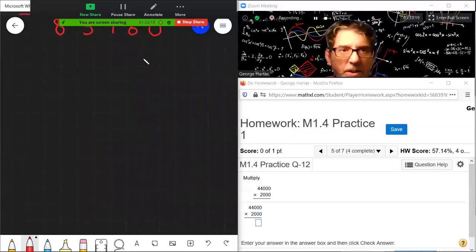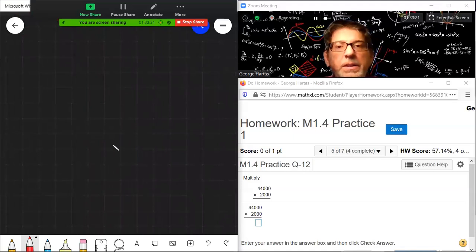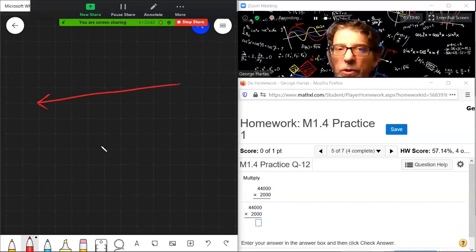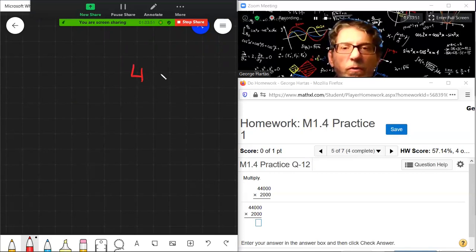This is a perfect example of using that zero technique to make multiplication easier. By the way, when you're multiplying big numbers like that, it's good to start on the right-hand side of the page because we know multiplication kind of goes that way. If you start here, you're going to run out of space. All right, so let's start from the right-hand side here. 4, 4, 0, 0, 0, then 2,000.